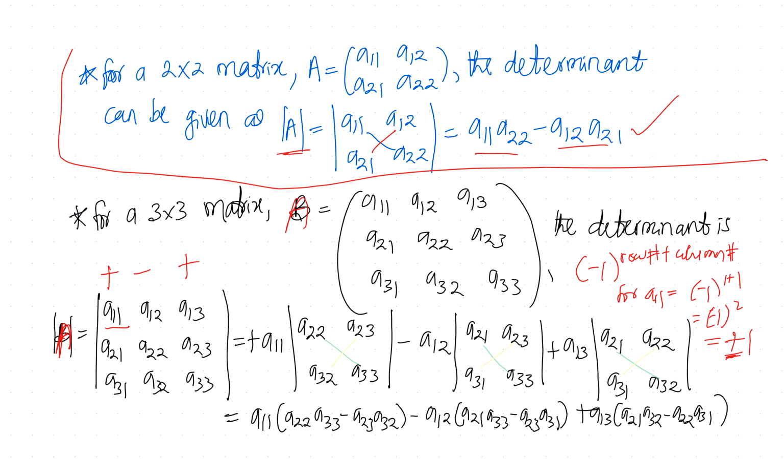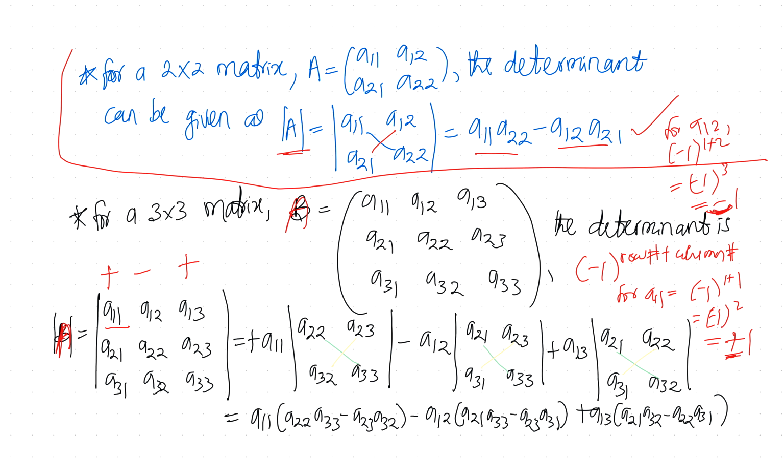And then what if you go to the next element, that is A12? The sign attached to it will be -1 raised to the power of row 1 plus column 2, and that is -1 raised to power 3, which is -1 times -1 times -1, simply -1. So the sign attached to that element will be minus. And you know, that's very important. Minus is the sign attached to it.